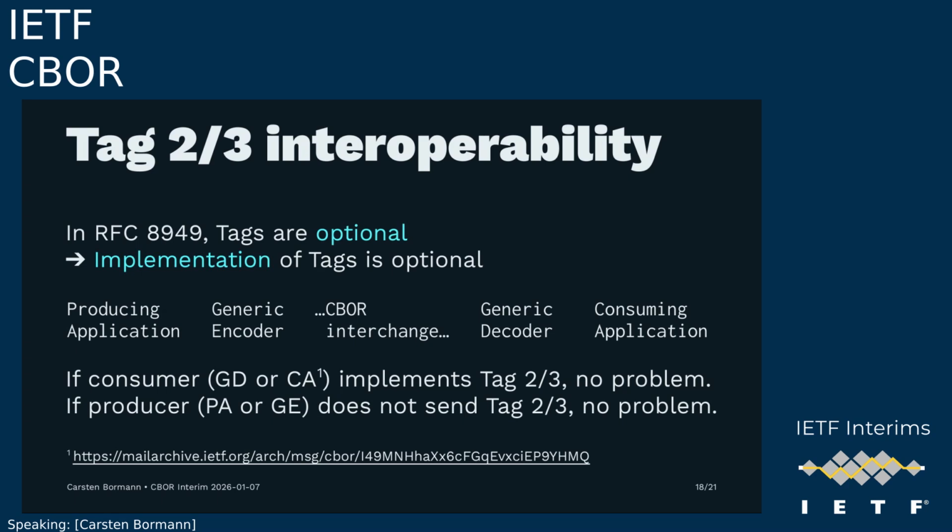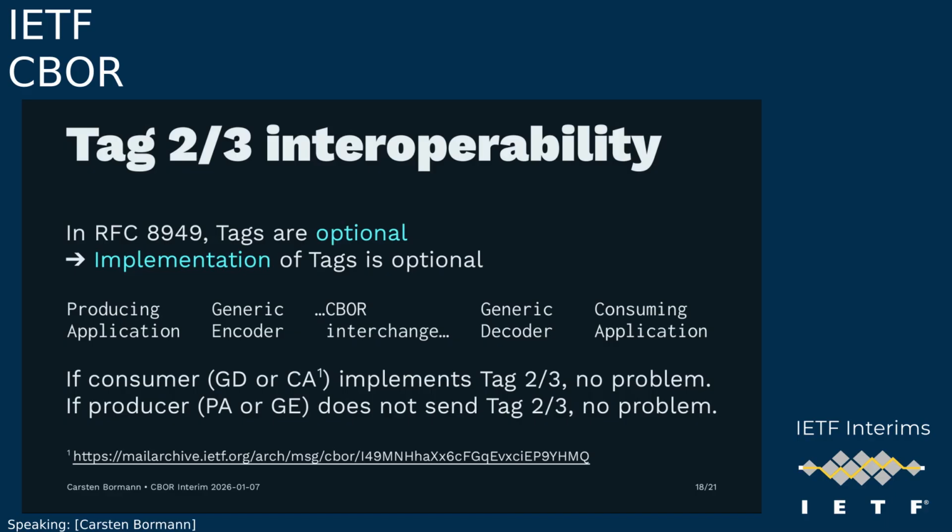So the important observation, and I think Rowan has said that, is that in CBOR tags are optional. So the implementation of tags is optional. So we have to work with a situation where the various components of the chain are at different statuses with respect to implementation of tags. And I put this little ASCII graphic here on the mailing list, where we have a producing application, a generic encoder, then the actual interchange process that is not doing anything but just transferring the data, the generic decoder, and the consuming application.